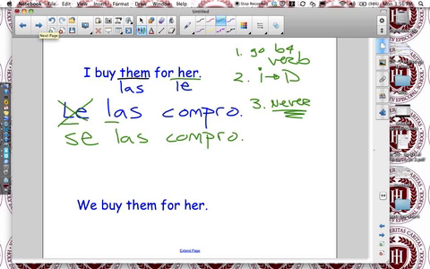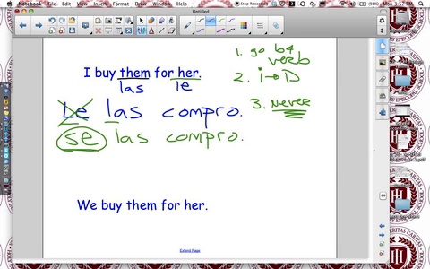And the reason why se is there is because, according to me, Mr. Allegro, we can never have double L's. No le lo, no le las, no le los, no le la. Never, never, never, never, ever. If we have that, the indirect object pronoun will always become se.